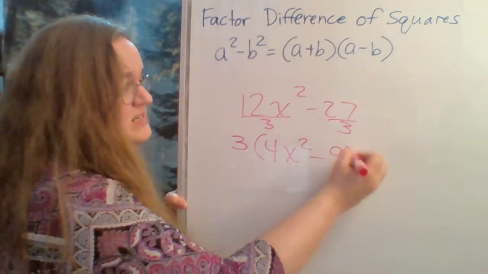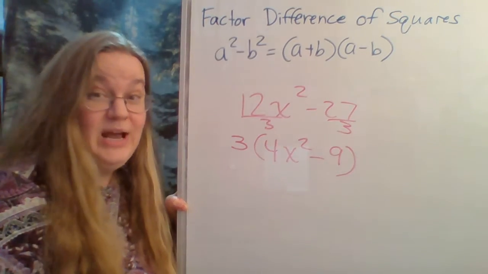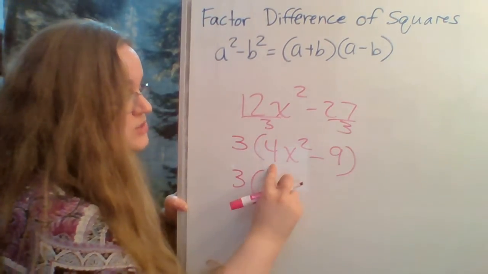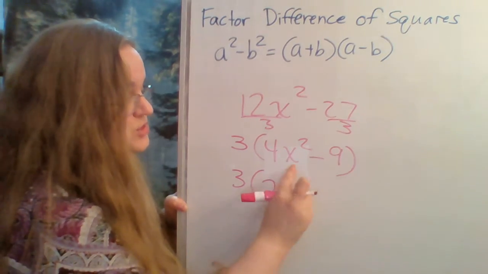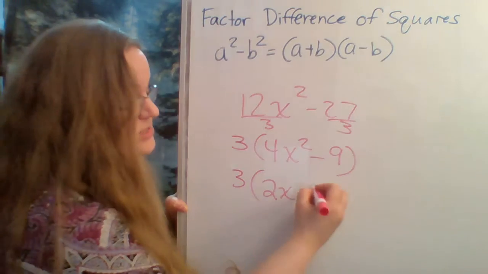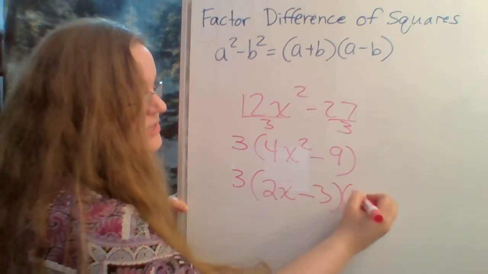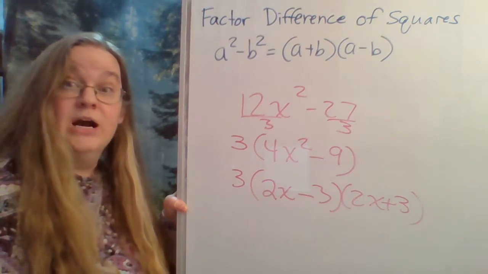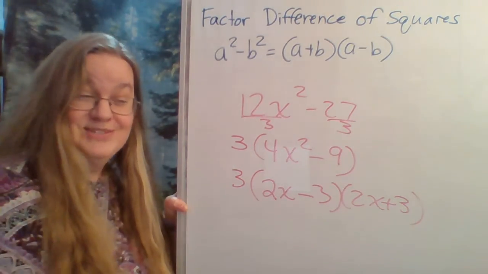squared minus 9. I now have perfect squares, so I can take the square root of 4, which is 2, and the square root of x squared is x, and the square root of 9 is 3. So 2x minus 3 and 2x plus 3. Okay. We're going to look at another type of problem.